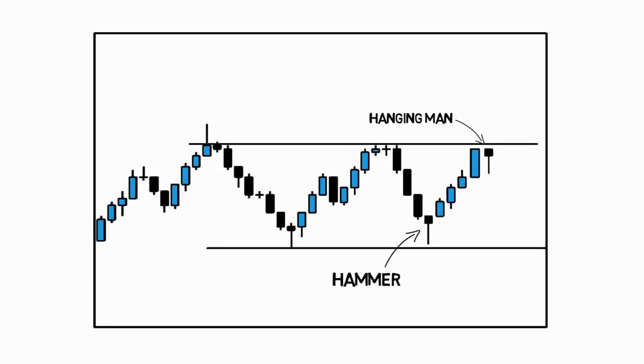Remember that the hanging man forms the same way as the hammer. So, after the price has been trending up for a while, bears start to push the price lower, but bulls manage to push the price up closer to its open, creating a long lower shadow.